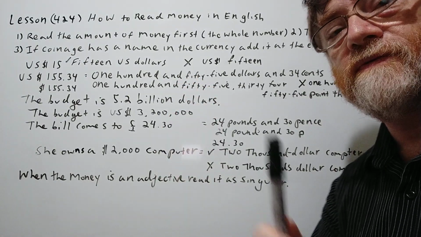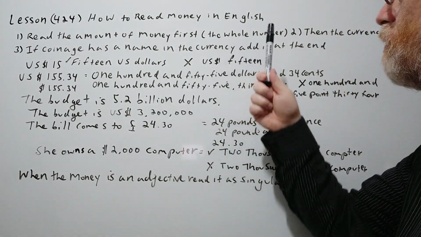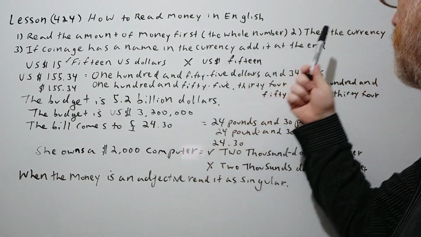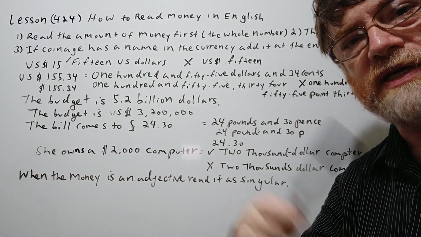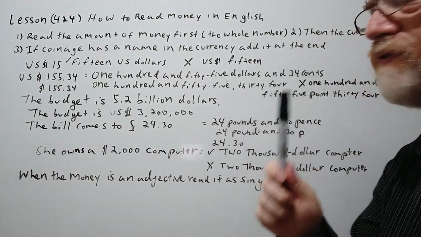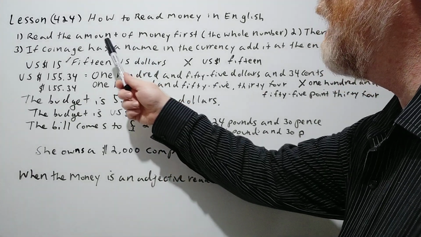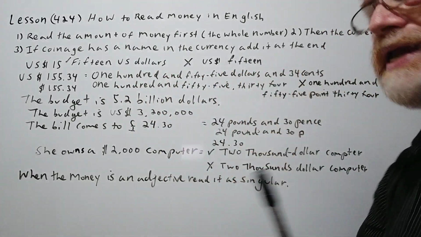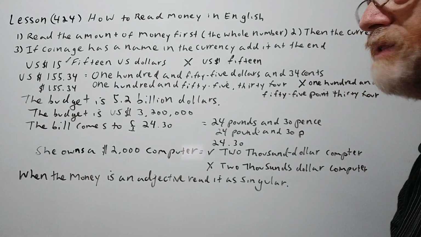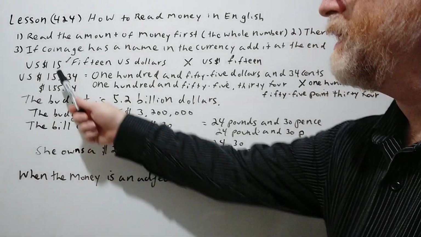Read the amount of money first, the whole number. Then the currency, so you read the currency second, and if coinage, a lot of times there's no coinage, but if coinage has a name in the currency, add it at the end. Okay, so let's start with something simple.